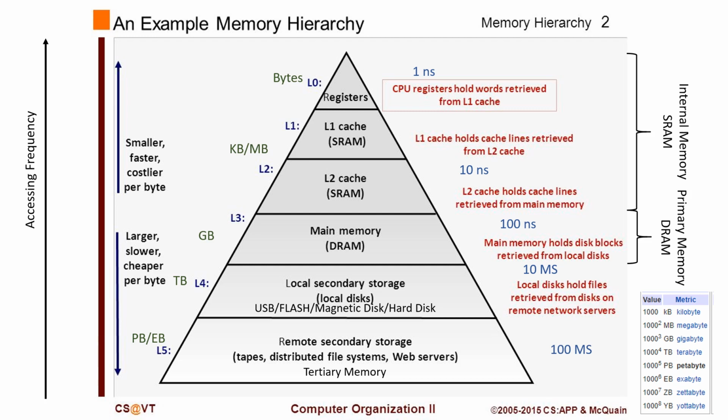The last level is a tertiary memory. Examples are magnetic tapes or tape drives. The size of tertiary memory is in petabytes or exabytes. The first two layers are also known as internal memory because they are directly connected to the CPU. Which are the first two layers? Registers and cache.